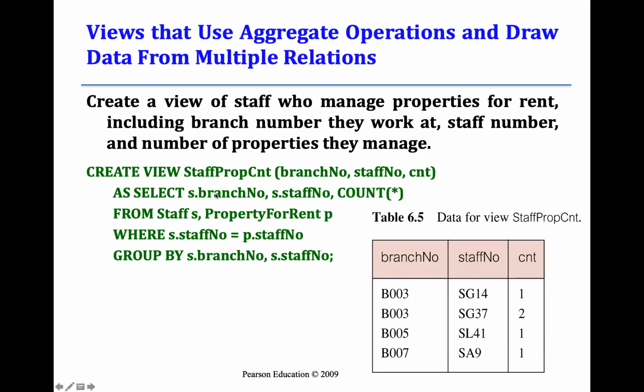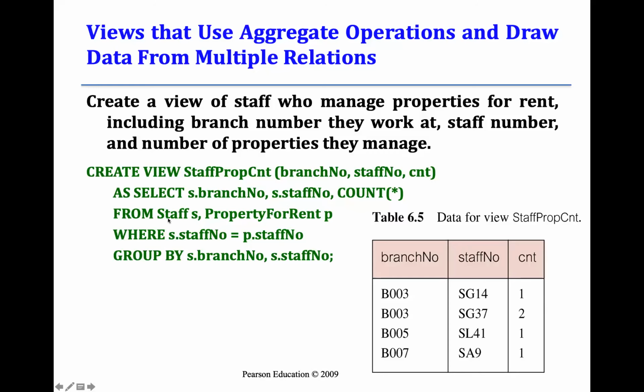Now, MySQL actually would probably support this query even if I didn't group by the branch number. And I showed you, I think last week, how MySQL could rearrange the query in order to not violate any of the restrictions on grouping. Basically, it could create a subquery where it would first do the grouping on property for rent, and then once it had that sub-result, it would join with staff.